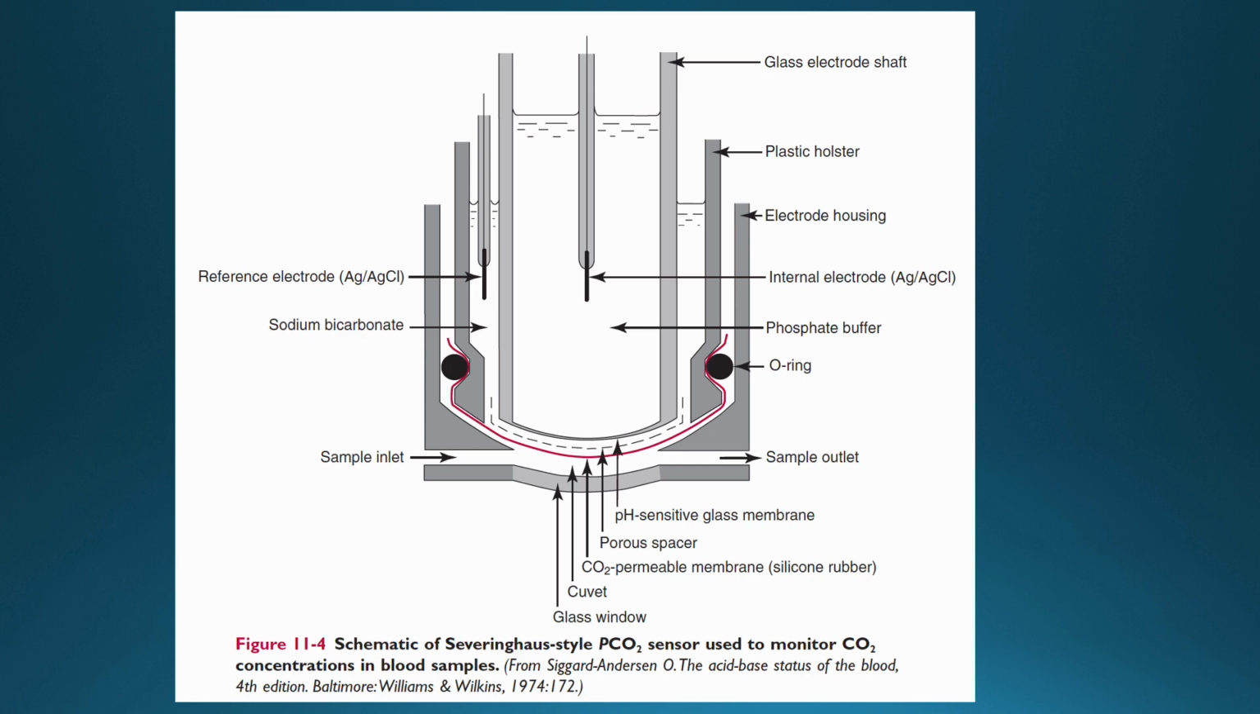Okay, so what happens again is that when you apply the patient sample here, only the CO2 diffuses through this selectively permeable membrane, and the CO2 reacts in this space with the electrolyte solution, and there will be a change in hydrogen concentration. This change will be sensed by the hydrogen or the pH electrode. Okay.